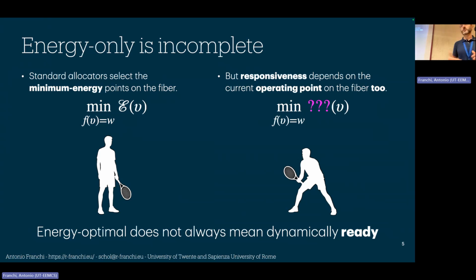So as you can see here, we have two tennis players. This is minimum energy, okay? But if you want to be responsive, you stand differently. So the total branch is the same, but the posture is very different. So you are on the same fiber, but the responsiveness is very different.